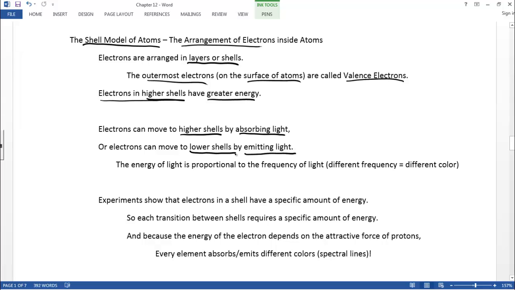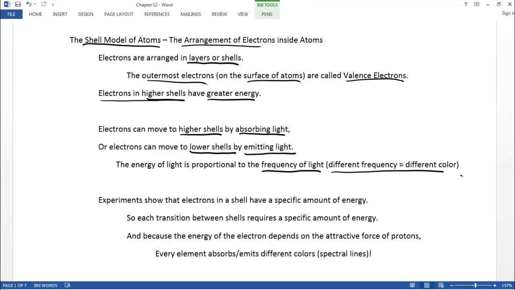And we know from an earlier chapter that light has energy, and it's dependent on the frequency of light, how fast it vibrates. Faster vibrations, more energy. And then our eyes can actually perceive that energy and tell different colors. So different frequencies have different colors.